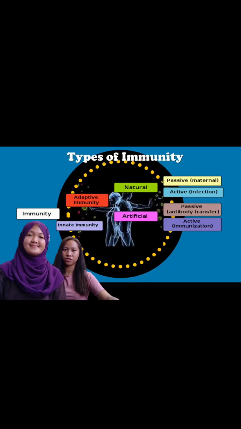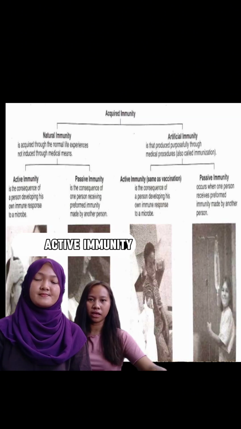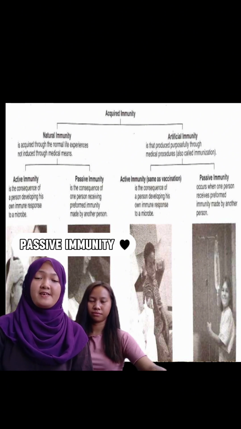So, the types of natural immunity: we have active immunity and passive immunity. An example of active immunity is when, among all your relatives, you are the only one who has this kind of disease, such as an allergy and many more. While passive immunity is when your relative has a disease, for example breast cancer or a tumor. This disease may pass through your genes, so it might be passed on to you. It is also the same with the artificial immunity types.